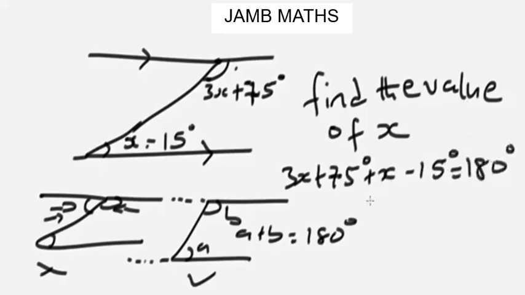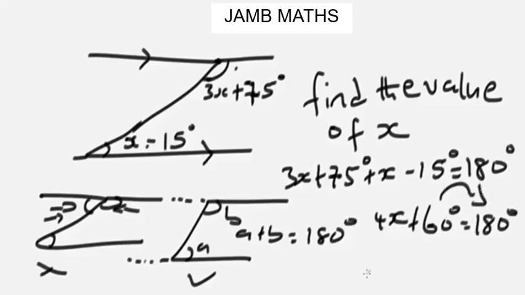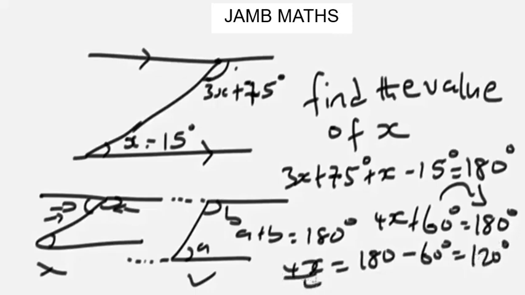So when you collect like terms, we're going to have 3x plus x, which is 4x. 75 degrees minus 15 degrees gives us 60 degrees. So we have plus 60 degrees equals 180 degrees. So we make x the subject of the formula. This 60 will cross over the equality sign and change to negative. We're going to have 4x equals 180 minus 60 degrees, which will give us what? When we punch it in the calculator, it is 120 degrees. Now divide both sides by 4.